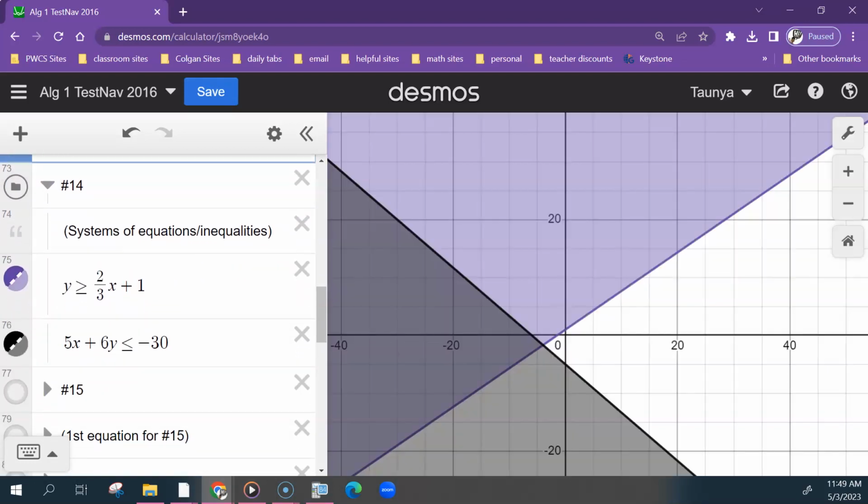14 has the system graphed for you, but not shaded. And it's asking, basically, where do they overlap? So the section they overlap would be this one, which I think is 2. Yeah. So when you click 2, it would shade in that area for you.